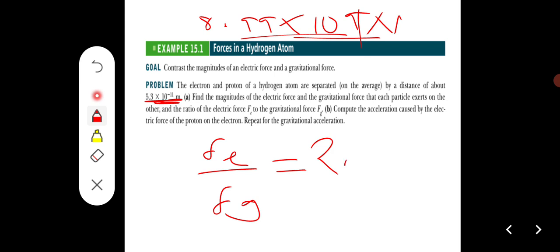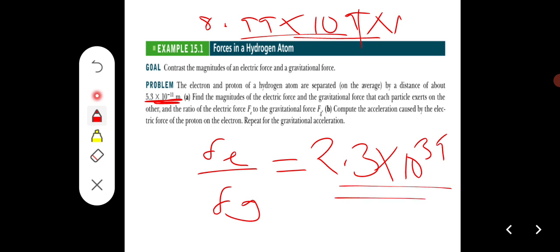Then the answer will be about 2.3 times 10 to the power 39, which shows that the electric force is greater than the gravitational force. That explains why magnets stick and gravity cannot pull them away.